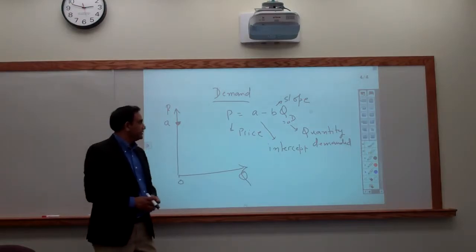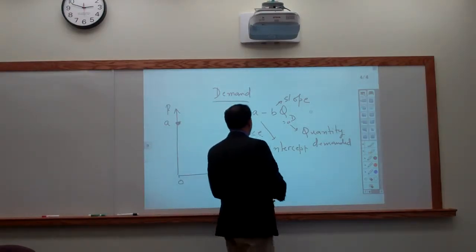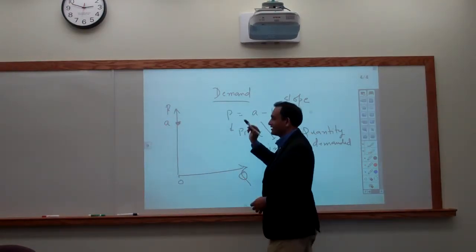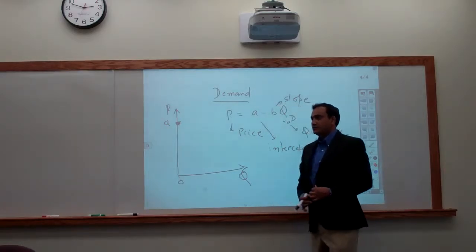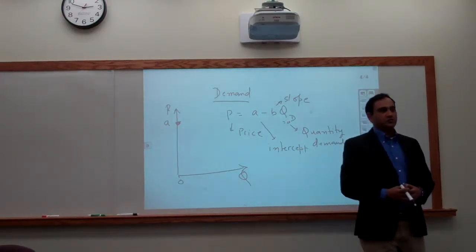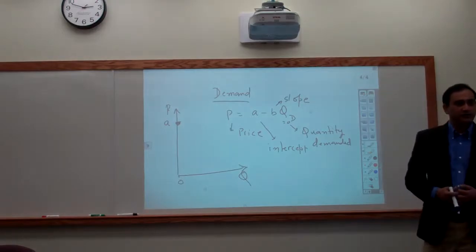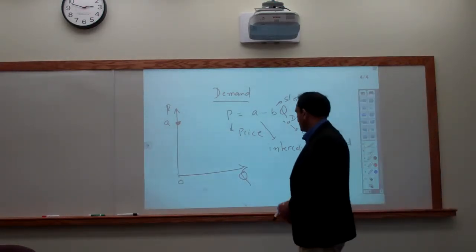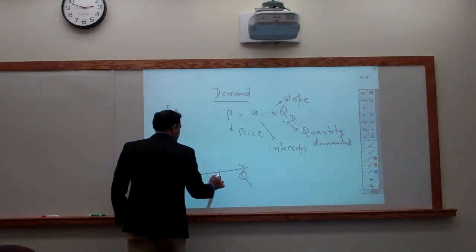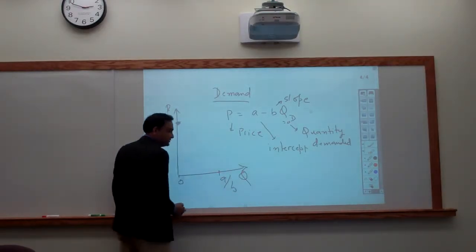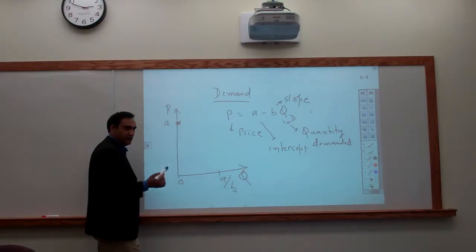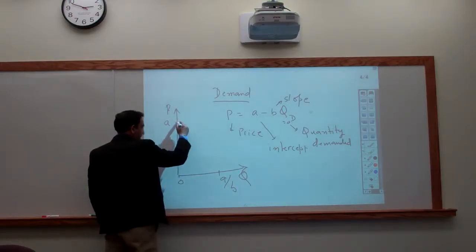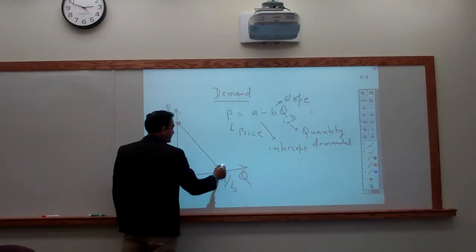Question is, what is the quantity demanded equal to when price is 0? So plug in P equals 0, solve for QD. What do you get? A over B, that's correct. So let's say A over B is here. Some expression. If you know A and B values, you will know that. And you connect them, that gives you the straight line demand.